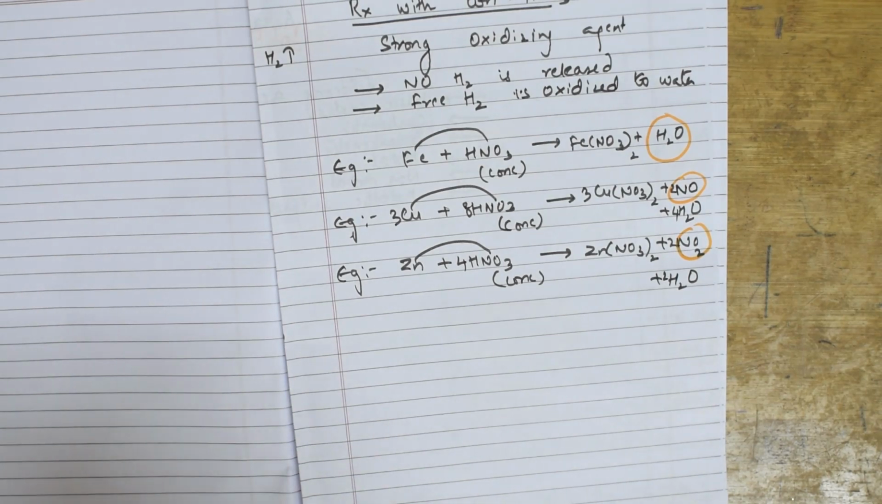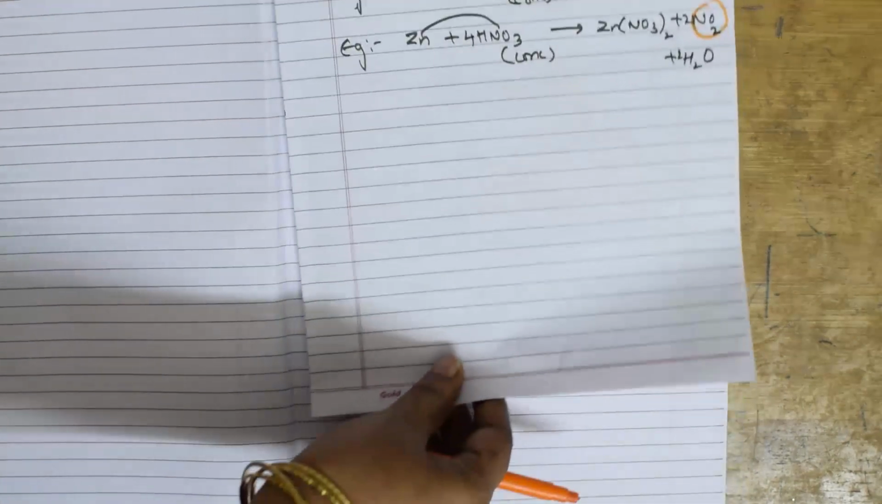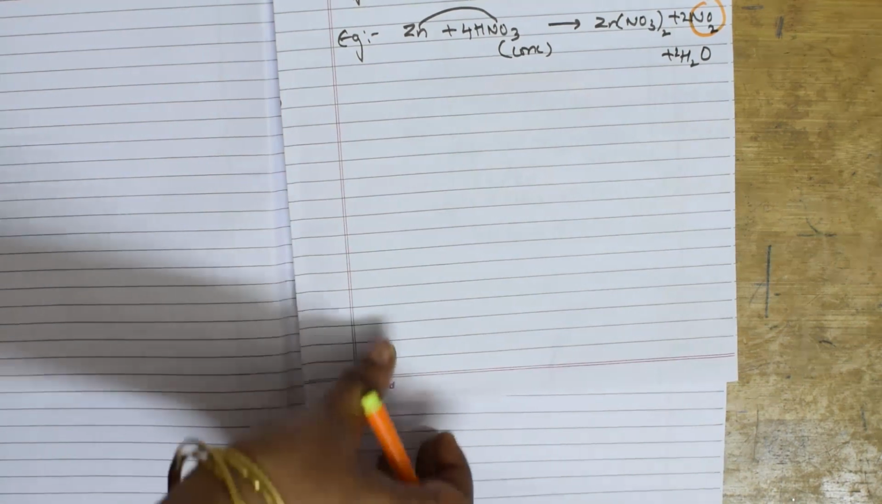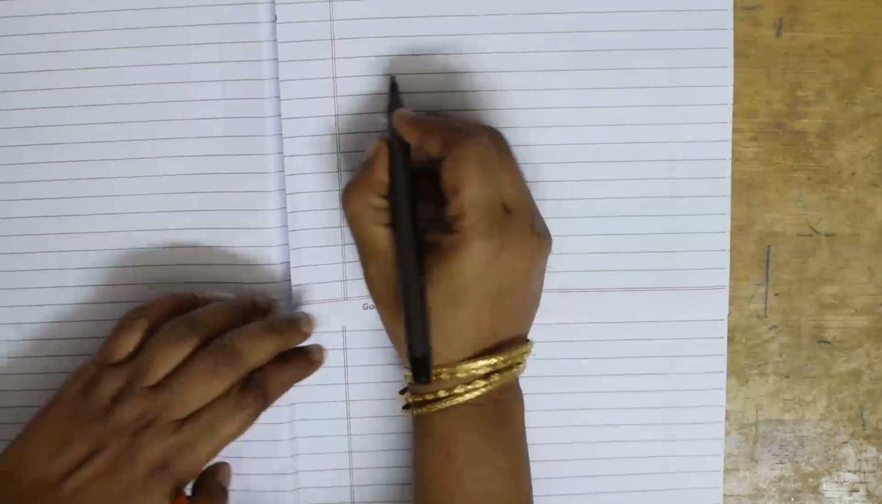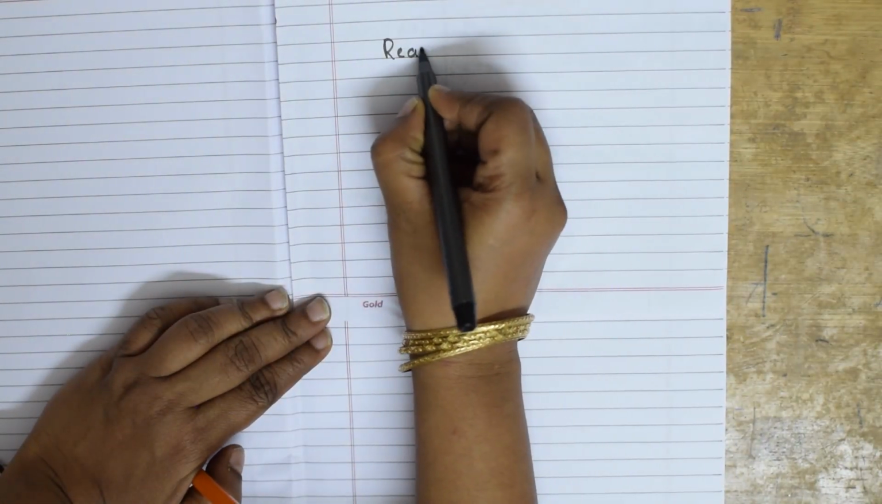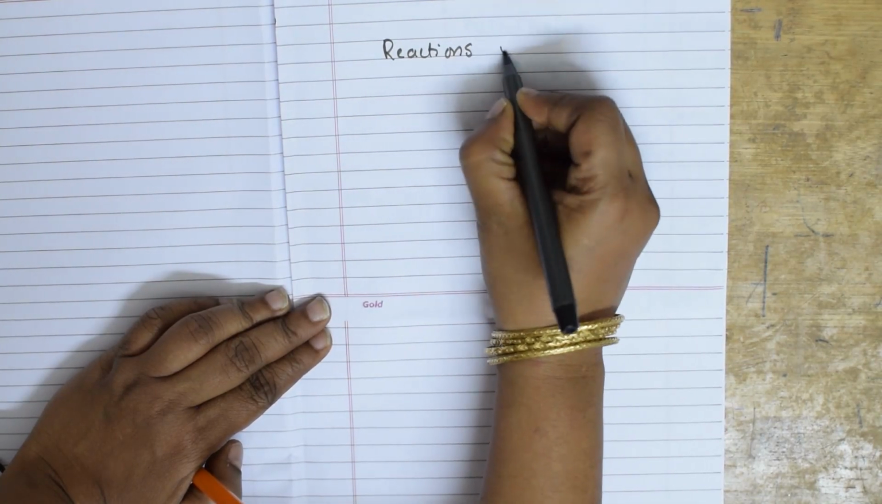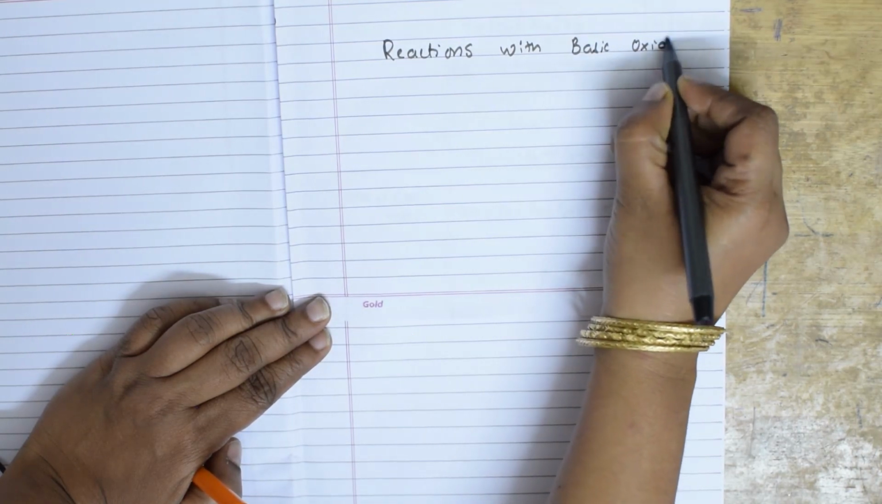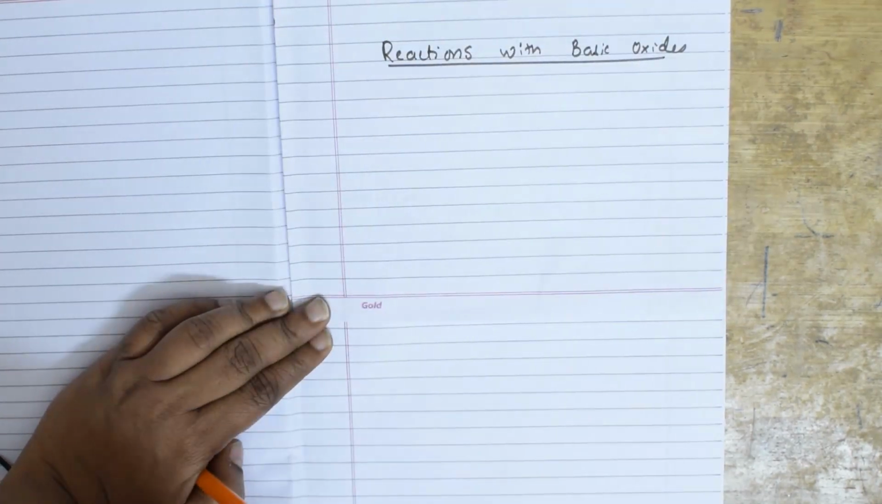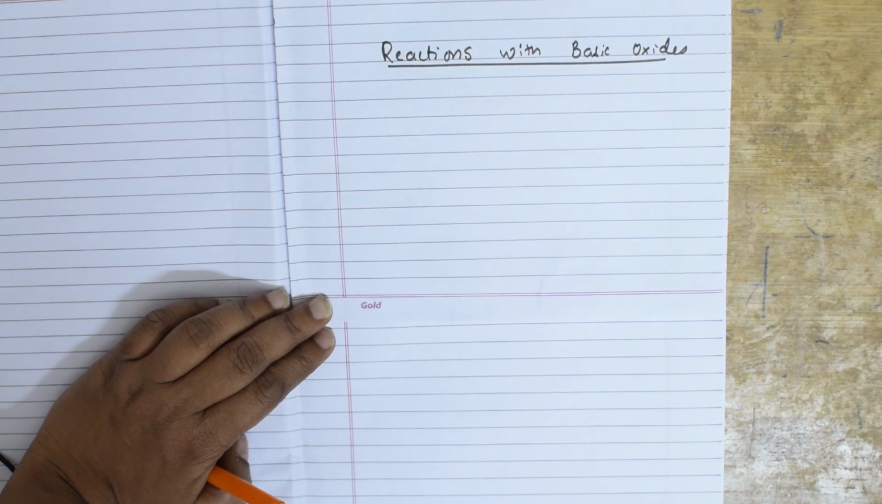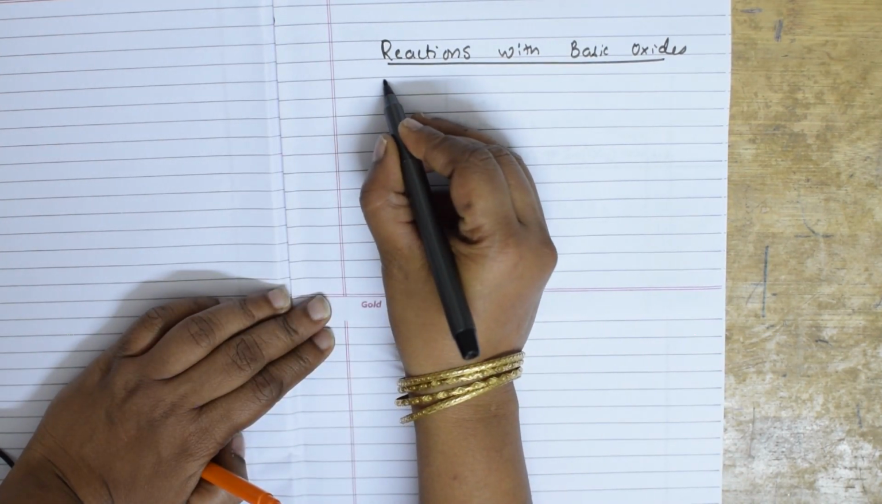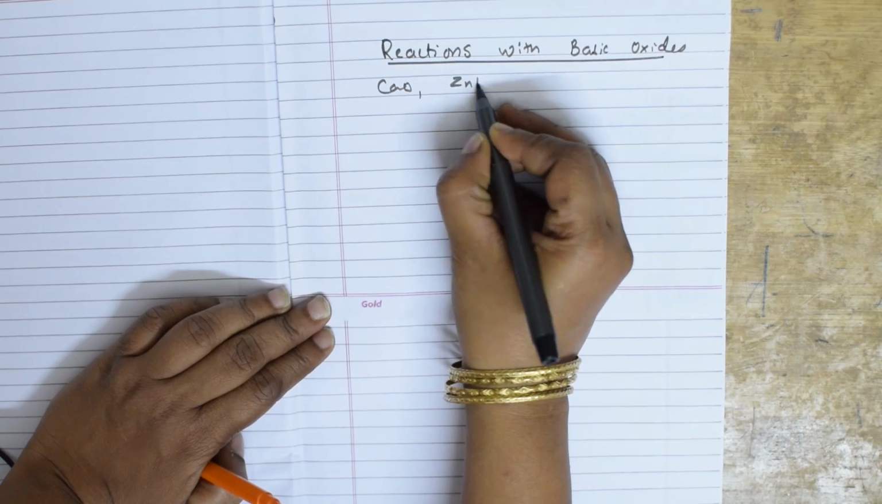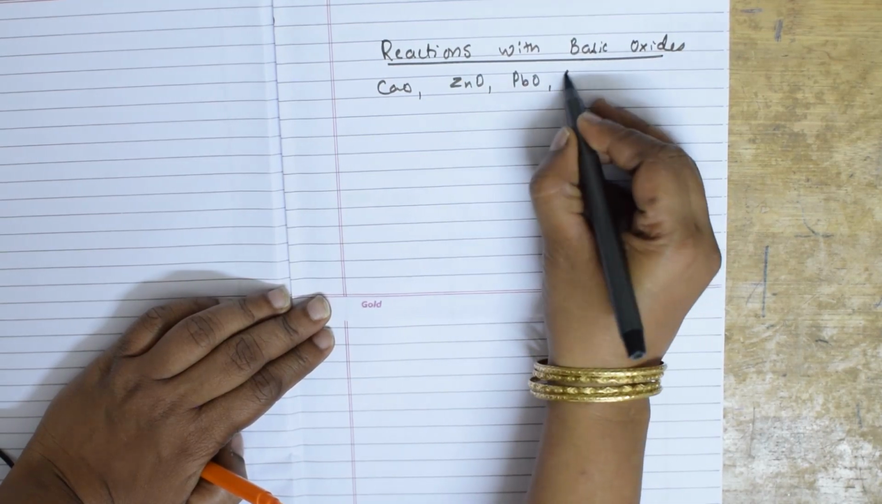So let me take my page and shift it above a bit. Now what are we going to learn? We are going to learn reactions with basic oxides. So let us write the heading. Second one is reactions of nitric acid, reactions with basic oxides. Done? Yes. So when I take a basic oxide, what are the basic oxides basically? Basic oxides are nothing but calcium oxide, zinc oxide, lead oxide, copper oxide, isn't it?